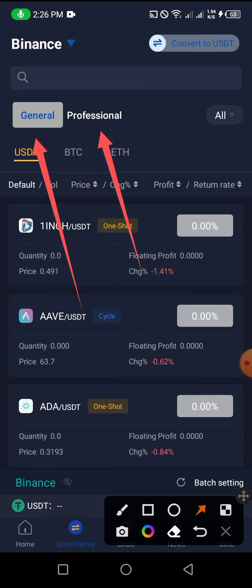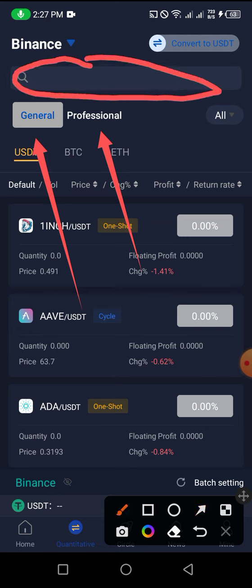So if a signal is sent, for example, in the group on a given coin, and you want to trade that particular coin, what you're going to do is you will come to this search area. So first, you'll tap on the general list and write the abbreviation of that particular coin. And in case it doesn't appear, then you'll shift to the professional list, and then you write the very same name of that particular coin that has been dropped as a signal. Yeah, so that is what you do.